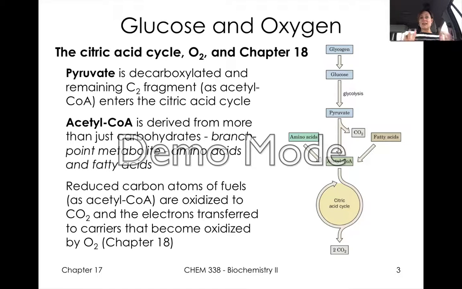And at the end of the day, big picture, what we do with acetyl-CoA depends on whether we're in need state or fed state. If we're in need state in terms of needing energy, we continue through the citric acid cycle, and then those reduced cofactors go on to the electron transport chain and oxidative phosphorylation.